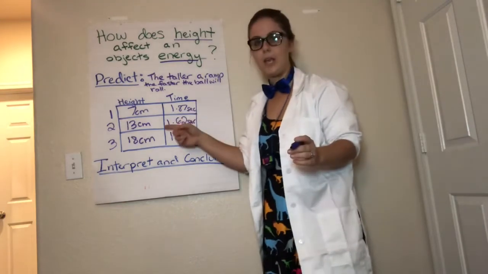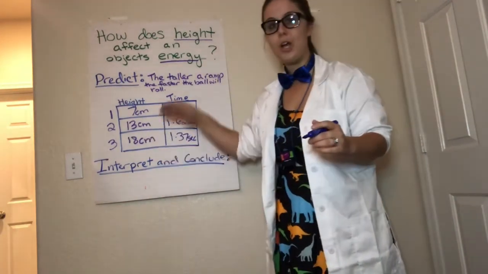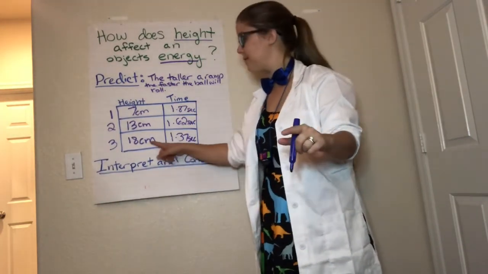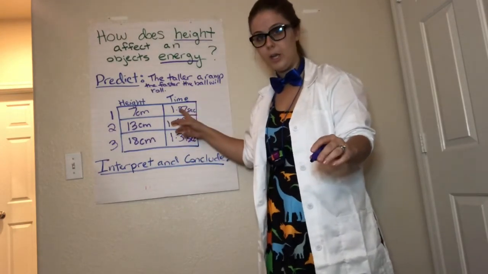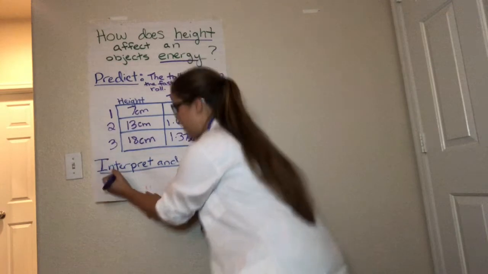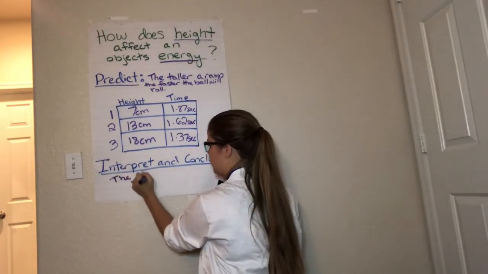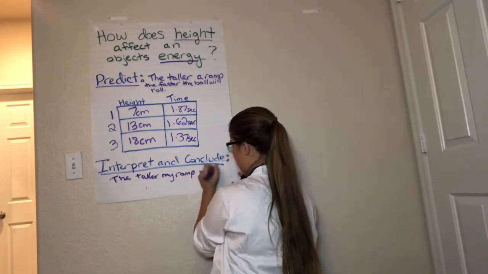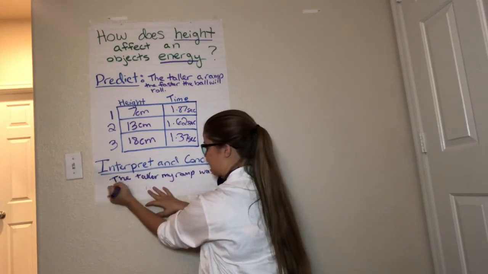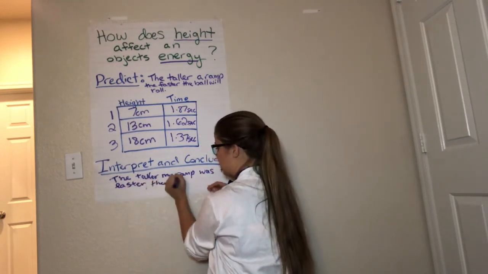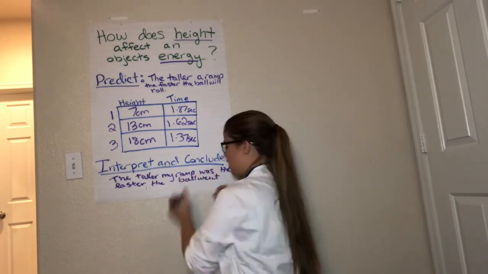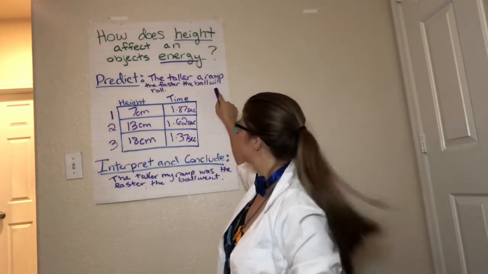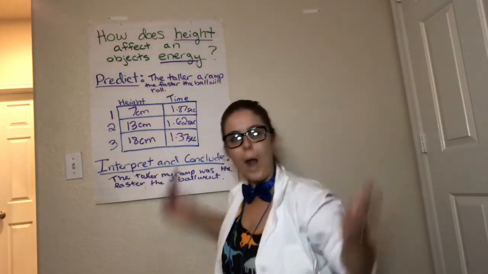So it looks like every time I made my ramp taller, my ball went faster. And I bet you could try this at home. If I made my ramp smaller, my ball would go slower. So my data says the taller my ramp was, the faster the ball went. Wow. My conclusion matches my prediction. Wow, so I predicted the future.